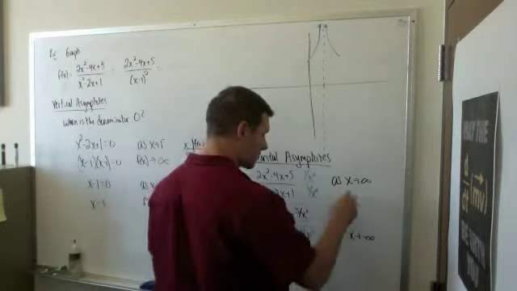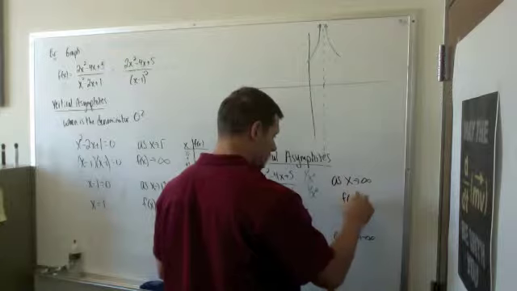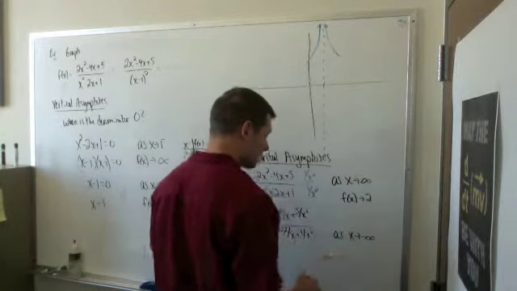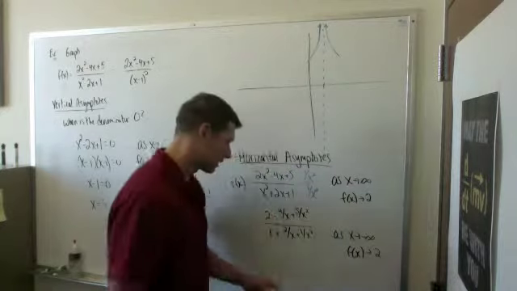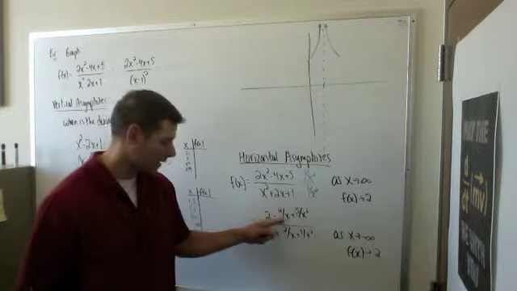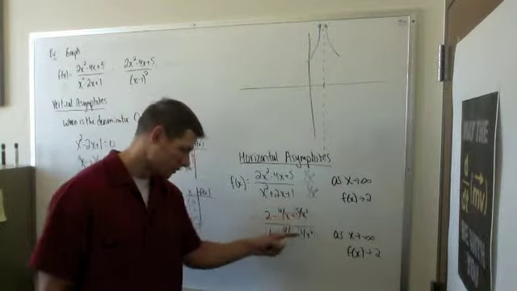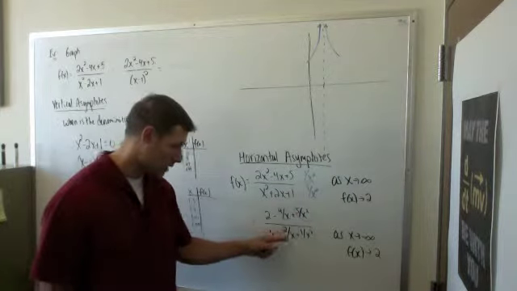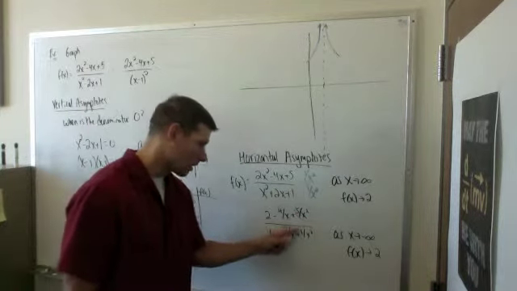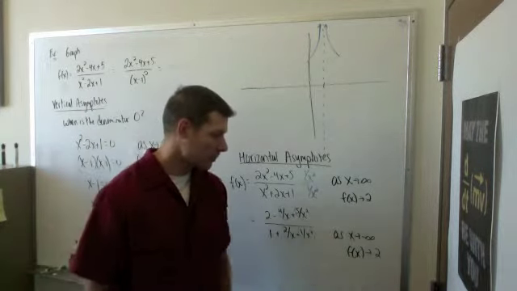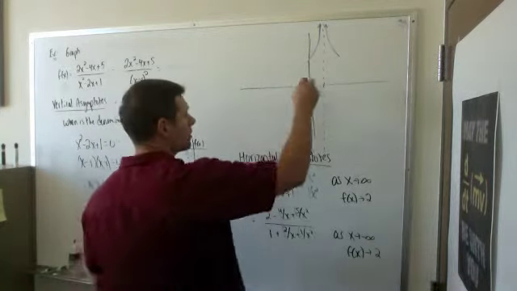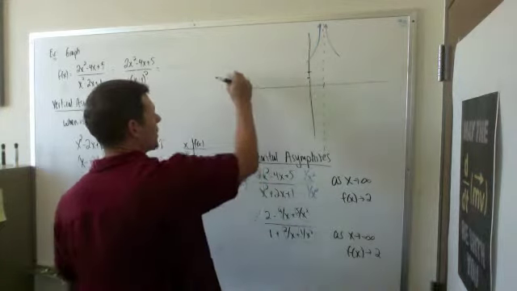So as x goes to infinity, okay, f of x goes to 2. And same thing can be said for negative infinity. As x goes to negative infinity, 4 divided by a negative billion, 5 divided by a negative billion squared, 2 divided by a negative billion, 1 divided by a negative billion squared. Those are all zeros again. So f of x approaches 2. So that means 2 is a horizontal asymptote.